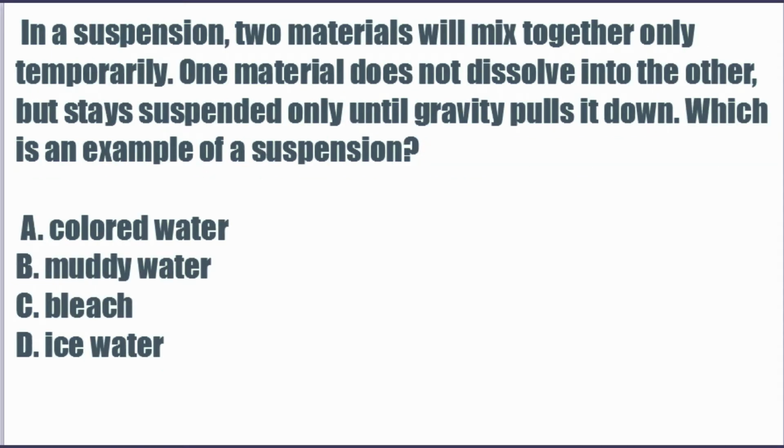In a suspension, two materials will mix together only temporarily. One material does not dissolve into the other, but stays suspended until gravity pulls it down. Which is an example of a suspension? Is it A. Colored water, B. Muddy water, C. Bleach, or D. Ice water?